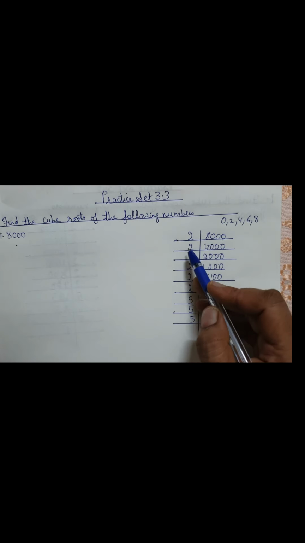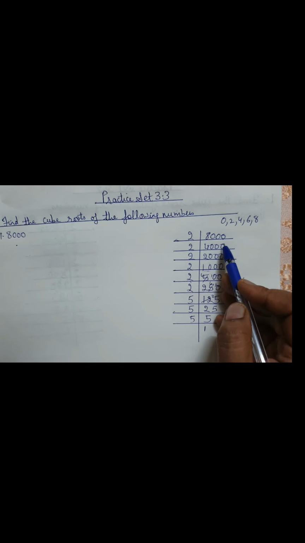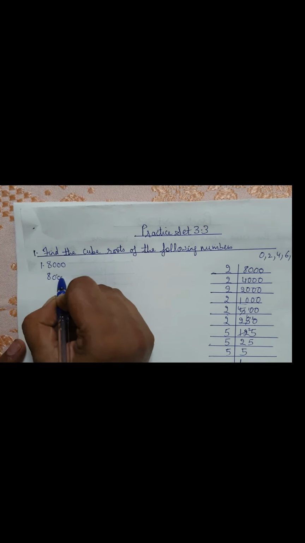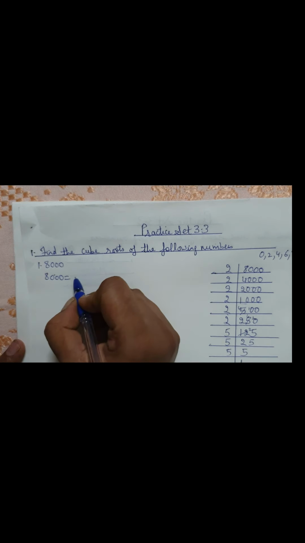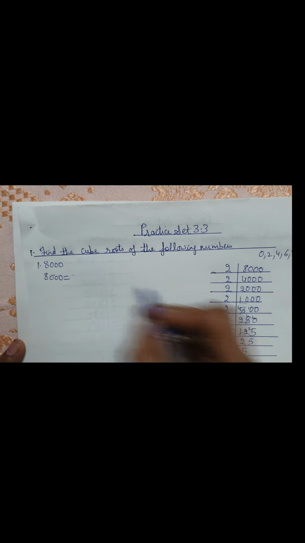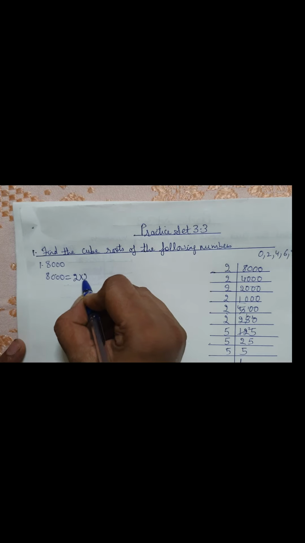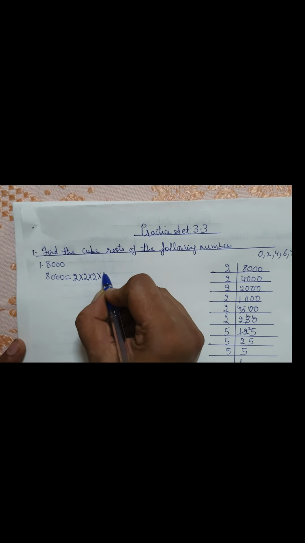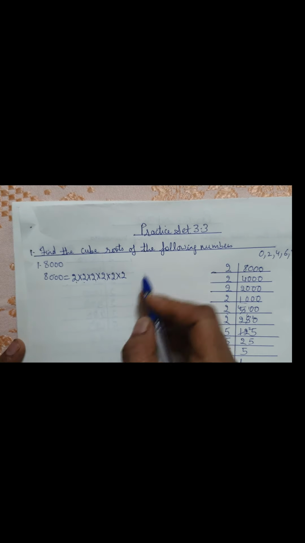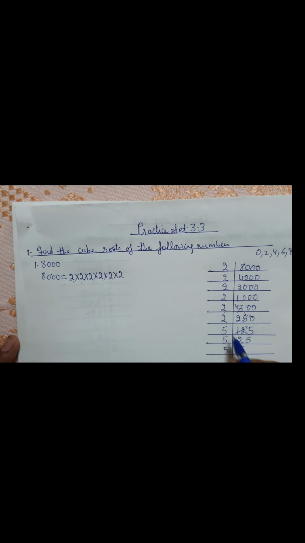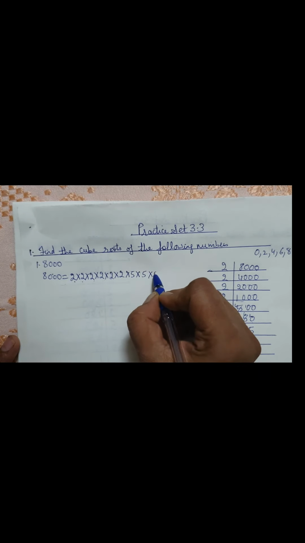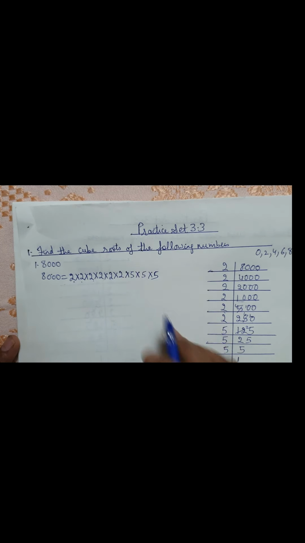Now these numbers are the prime factors of 8000. Okay children, now we will write this 8000 here, and we will write all these numbers here. How many numbers are there? 1, 2, 3, 4, 5, 6. There are 6 2s. How many 5s are there? 1, 2, 3. So multiply by 5.